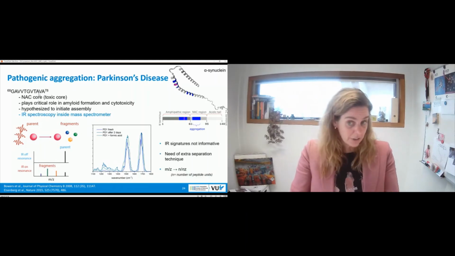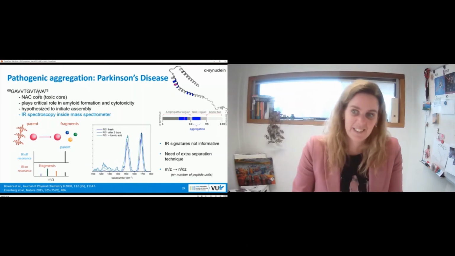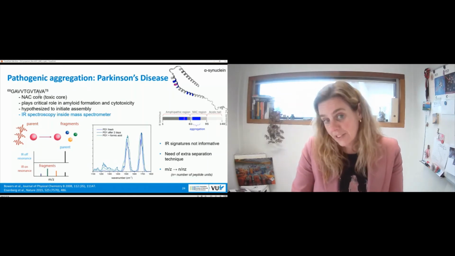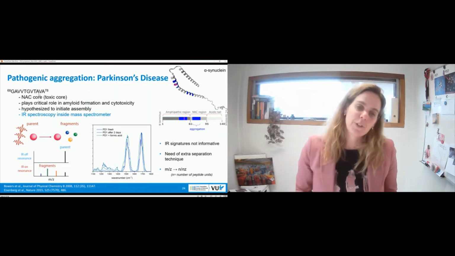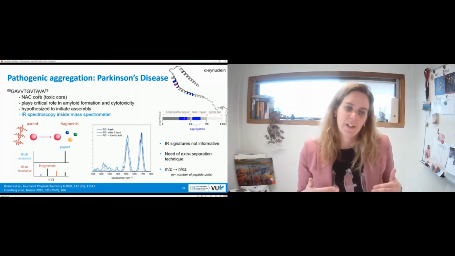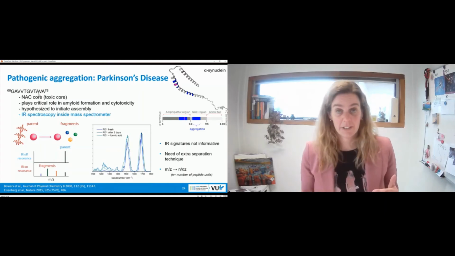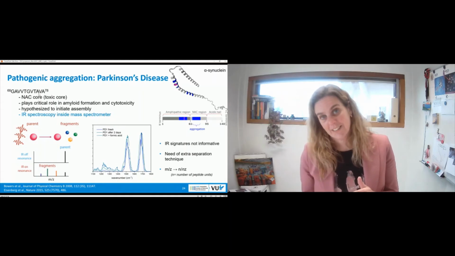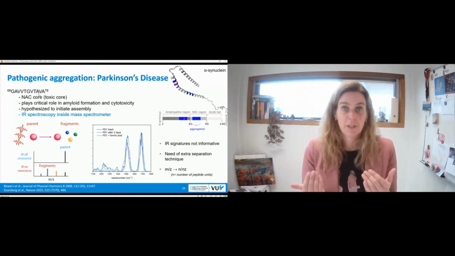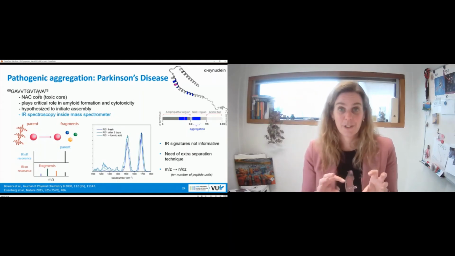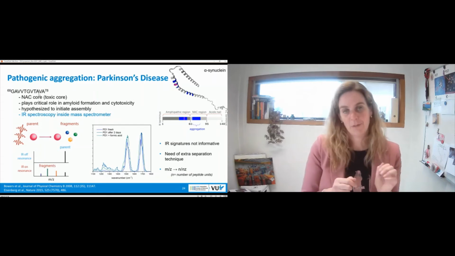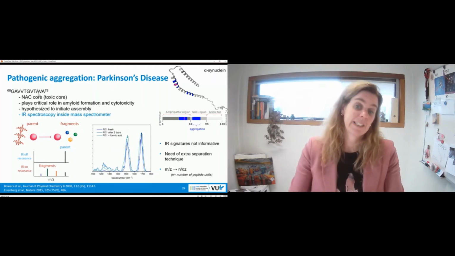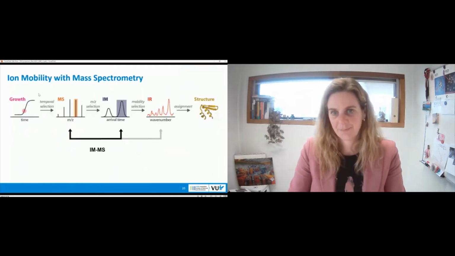So either the signatures are not informative, even though we just found out they were for aggregation, or we need an extra separation technique. What can happen is, if you have the monomer singly charged, or for example the tetramer with 4 charges, the m/z, the mass over charge that you measure in mass spectrometry, is exactly the same for 1 plus and 4 units 4 plus. So maybe we need a different technique to be able to see this.